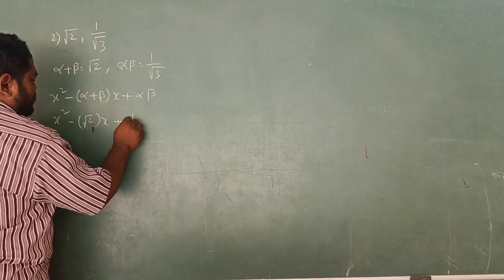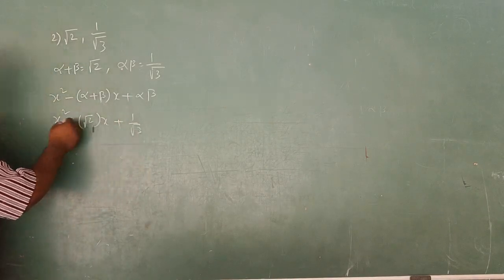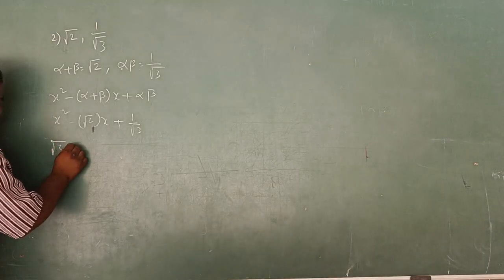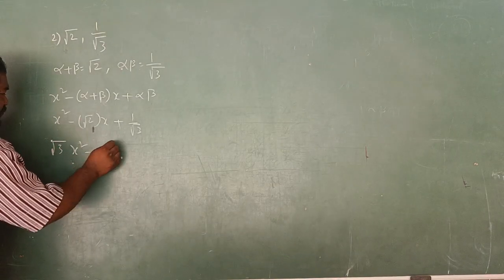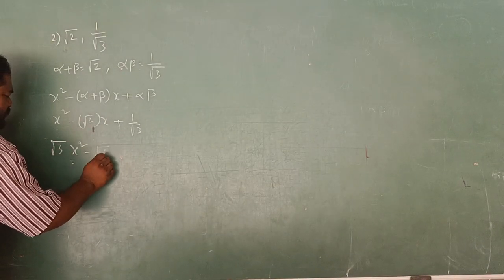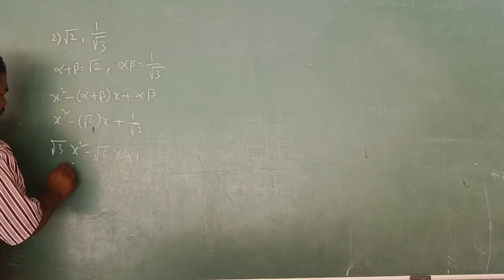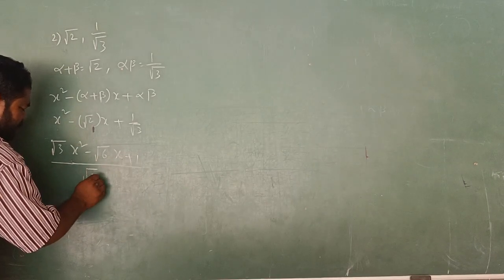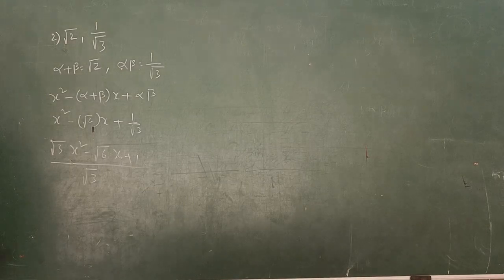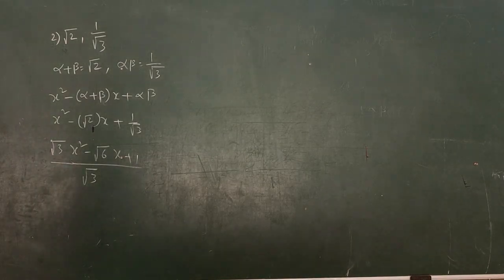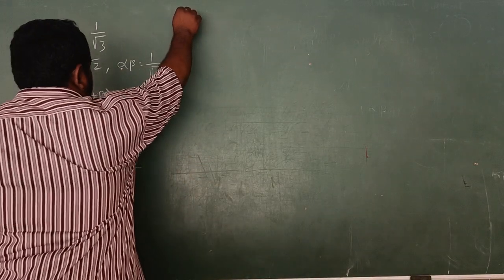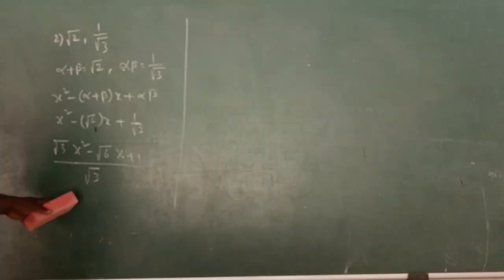Alpha plus beta stands for 1 by root 3. On getting LCM, this will be root 3x square minus root 2 into root 3, which stands for root 6, into x plus 1, whole divided by root 3. This is the second one.